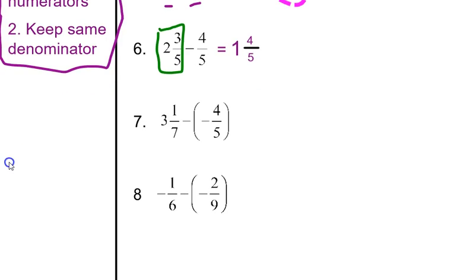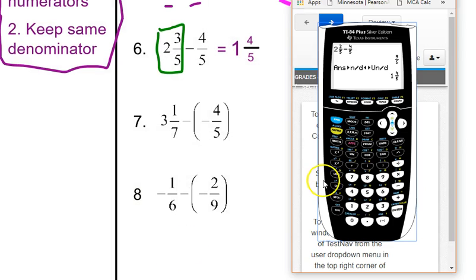Number 7, we have 3 1/7 minus -4/5. Go back to our calculator, get to our fraction menu. We want number 2 because we need a mixed number, so 3 and 1/7 minus, then we have -4/5. So we'll get our fraction, number 1, make sure we make it -4/5. That, press enter. Again, we have an improper fraction.